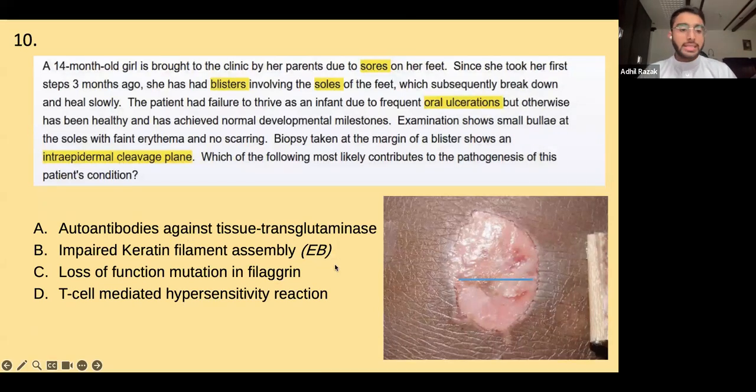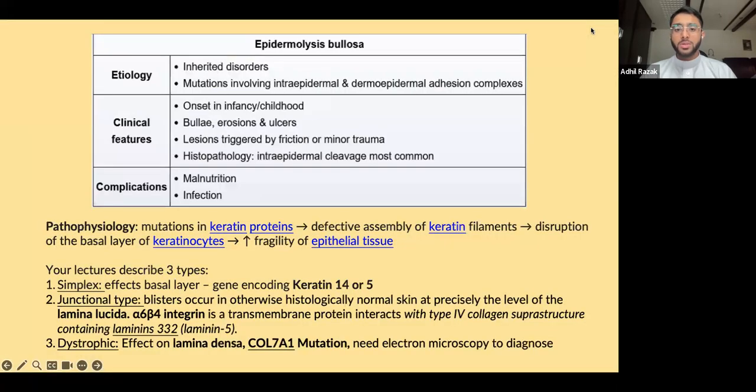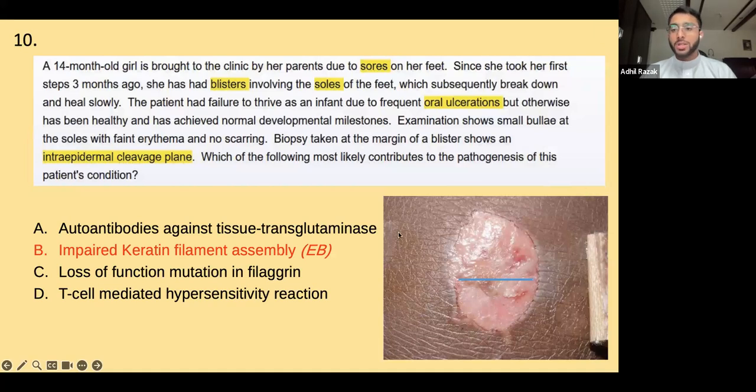All right, so someone said D. Why do you think it's D? Okay, but unfortunately it is B. The answer is B because of impaired keratin filament assembly. And yeah, this is the diagnosis. Can someone tell me what EB stands for? It is epidermolysis bullosa.